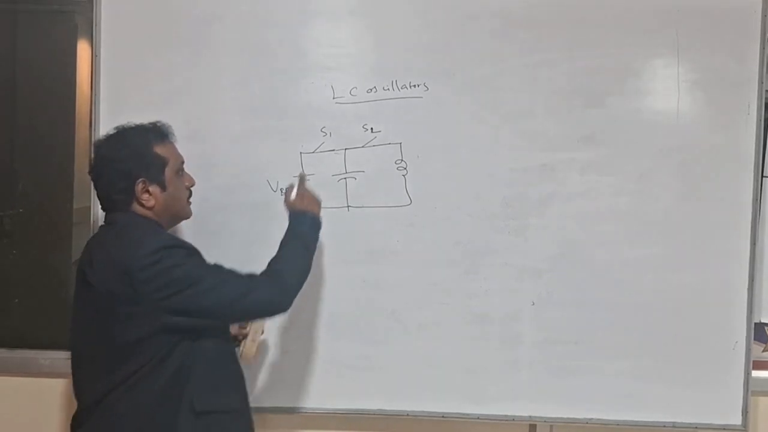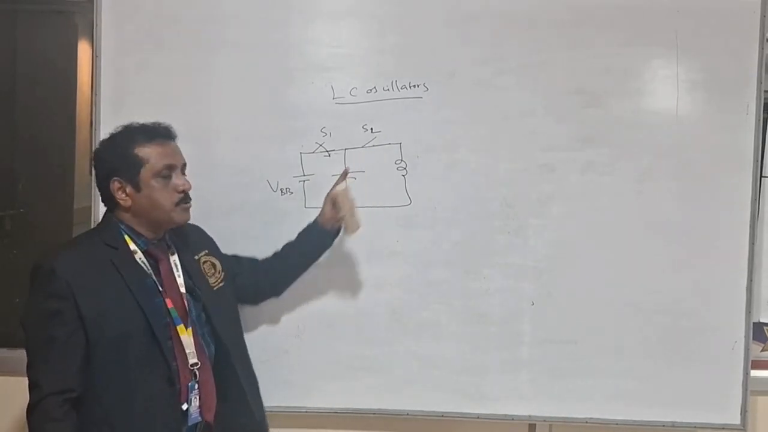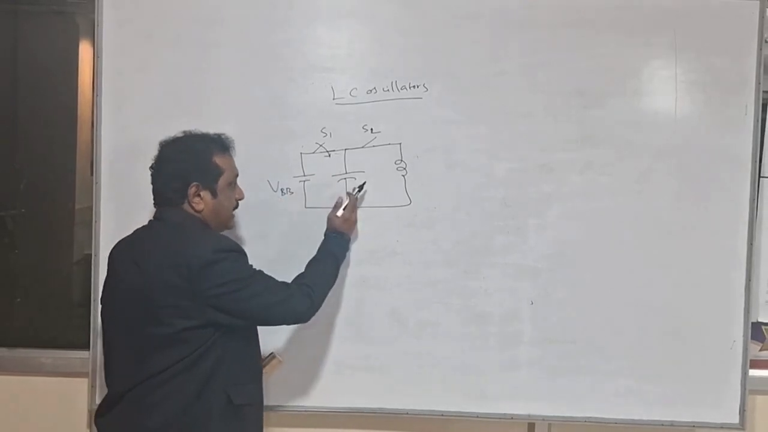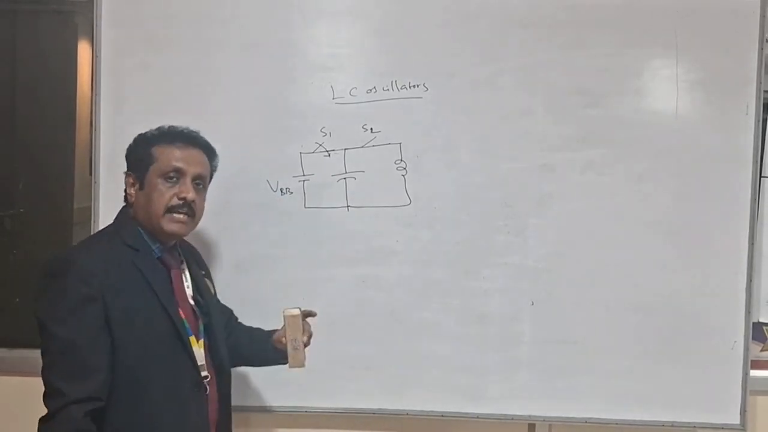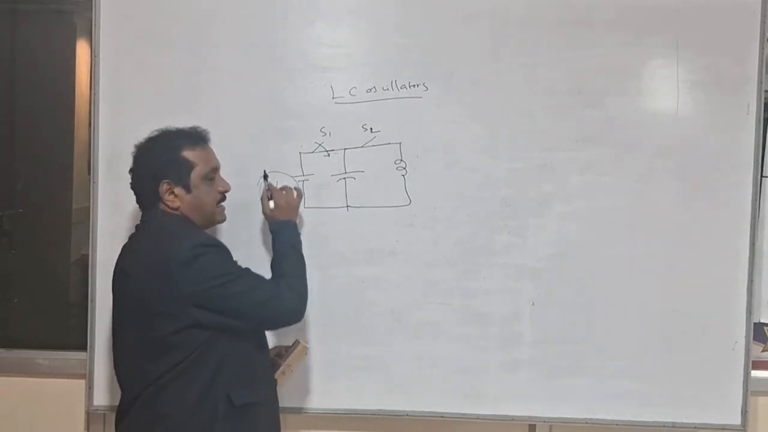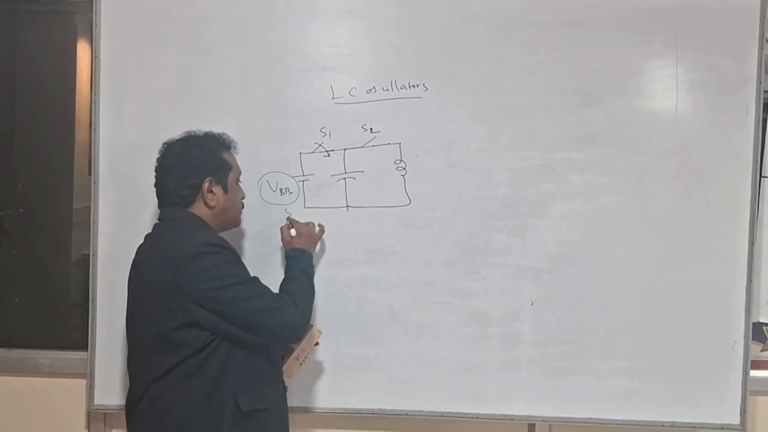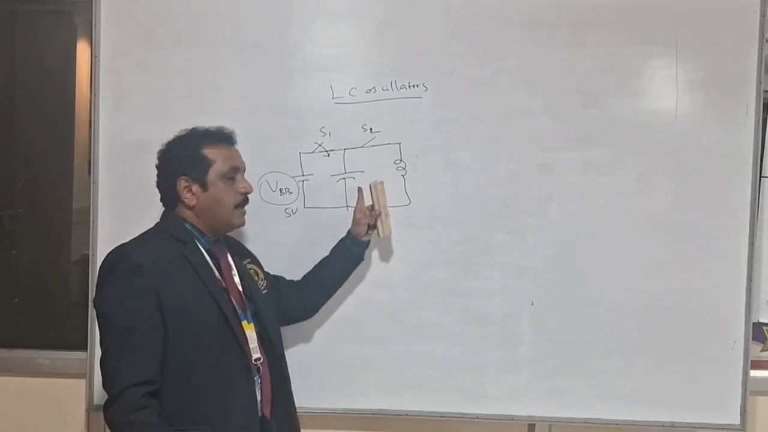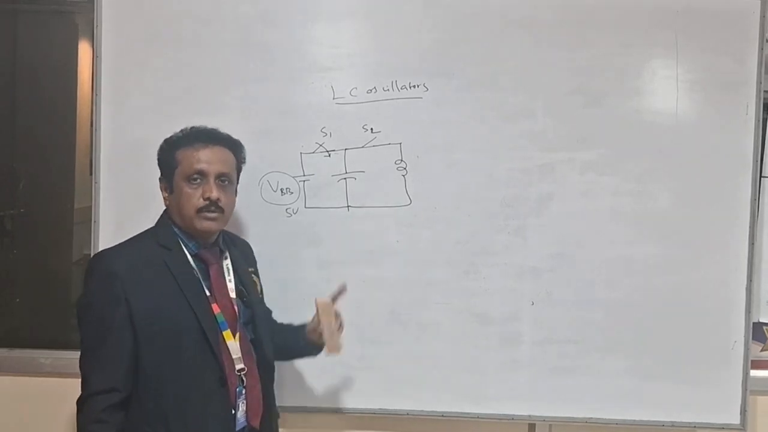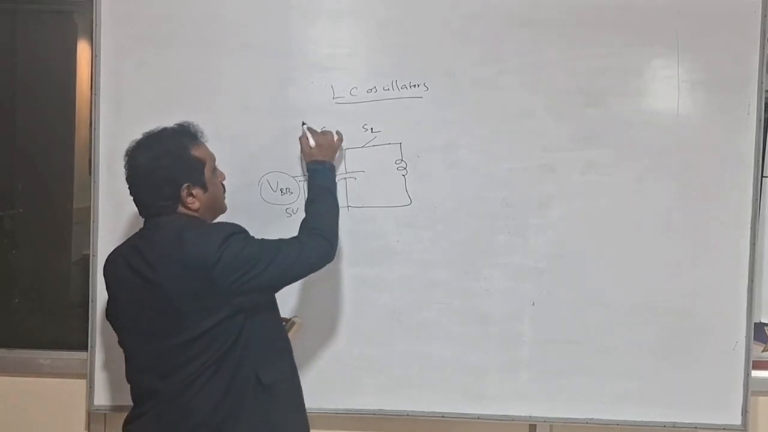Now the switch S1 is closed initially, and S2 is open. So when the switch is closed, the battery is directly connected across the capacitor. Now the capacitor starts charging towards the maximum value of the battery. Let's consider the battery voltage is 5, so the maximum voltage stored across the capacitor is 5. If it is 10 volt, it will be 10. Once the capacitor is fully charged, S1 is opened.